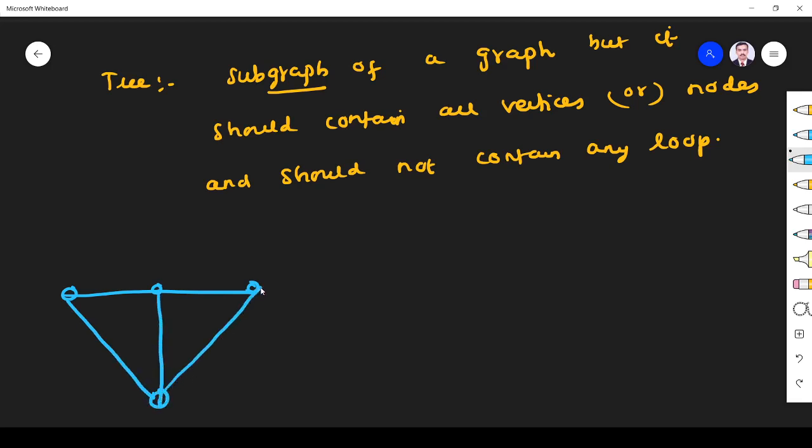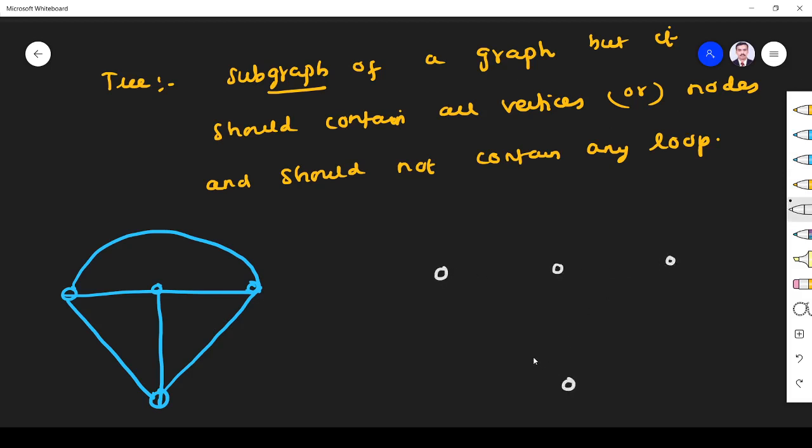Fine. So here you see this is a graph. Here we have 4 vertices and 6 branches or 6 edges. Okay, what is a tree? A tree should contain all the 4 vertices. So whenever you draw the tree, you must include all the 4 vertices of a graph.